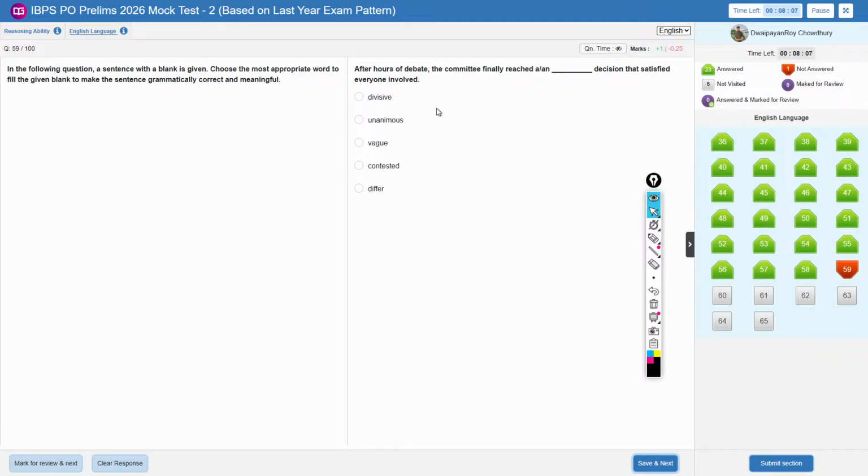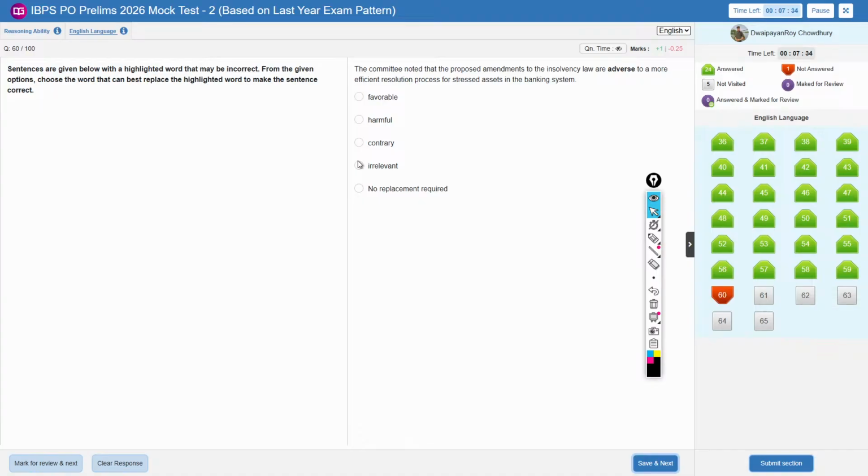After hours of debate, the committee finally reached an anonymous decision that satisfied everyone. Okay. The committee noted that the proposed amendments to insolvency law are adverse to a more efficient what? Okay, adverse, best replaced by harmful, contrary, irrelevant. Okay.